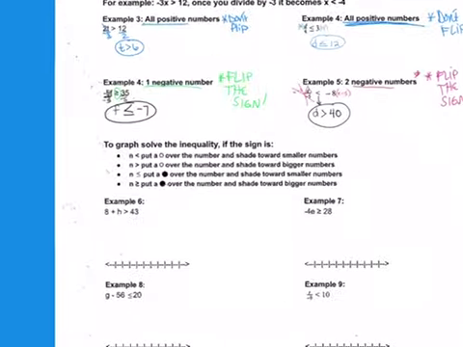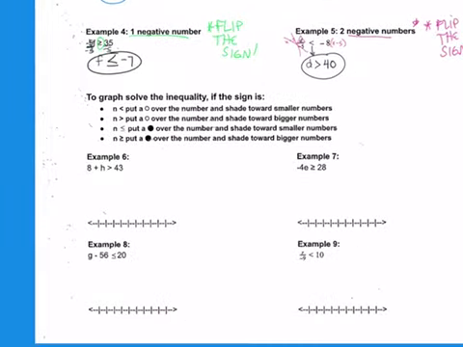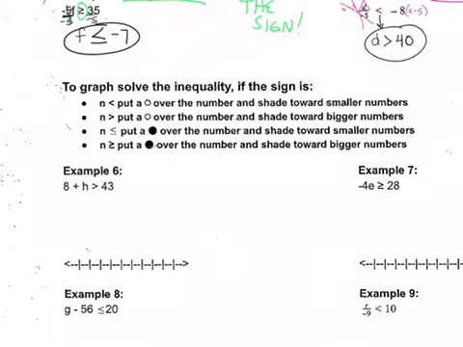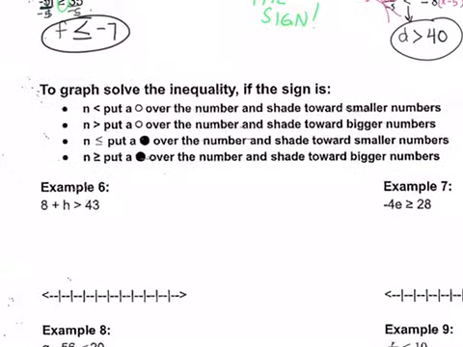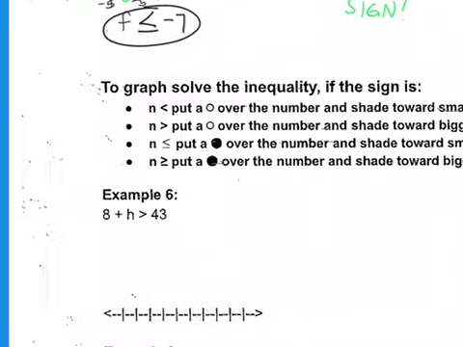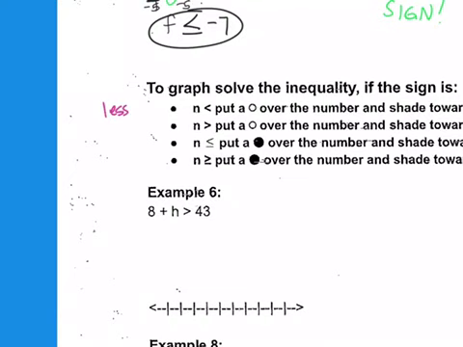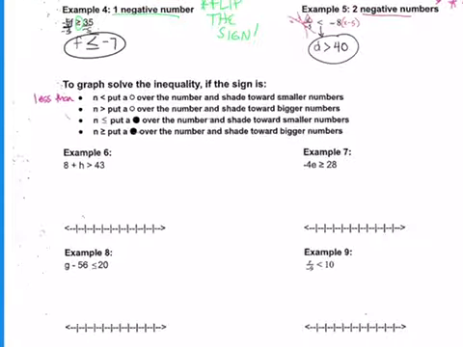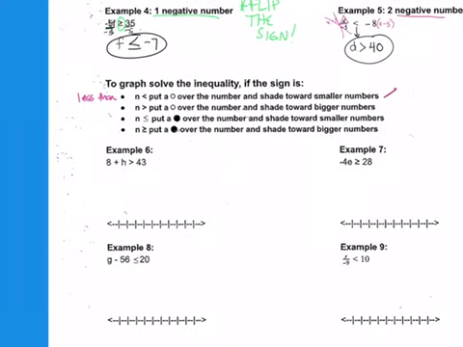Okay, the next part of inequalities is the graphing part. And some of you seemed like you remembered this from last year. So that's good. If the sign is less than, just plain old less than by itself, there's no line underneath it, then you're going to put just an open circle over the number and shade toward the smaller number. Basically, since your sign looks like this, that's the direction you're going to shade in. It looks like it's pointing to the left, so that's the direction I'm going to shade.